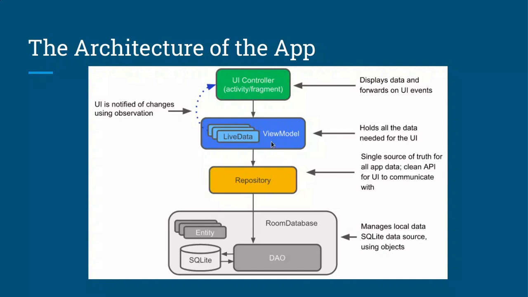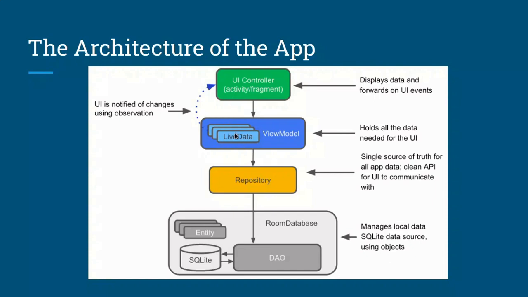And also we have a view model. The view model holds all the data needed for the UI, and it's responsible for preparing the data. For example, if we want to display a list, then this view model is going to be responsible for preparing the data, and then it's going to forward this data to the UI controller by using LiveData. So LiveData is responsible for observing the changes which are going to happen, for example, inside a Room database. So if we insert data, then this LiveData is going to observe these changes and then tell the UI, hey, the data has changed, so you have to change your UI.